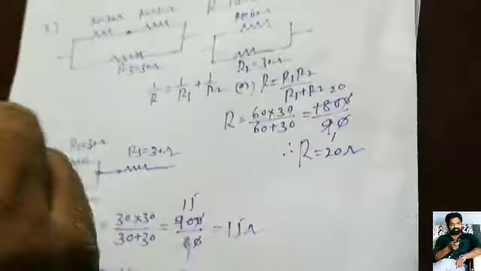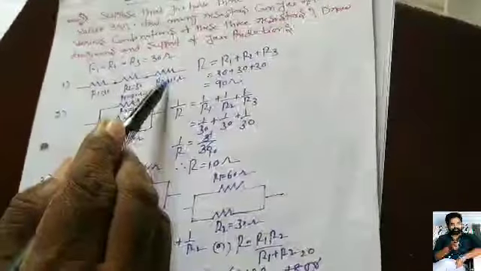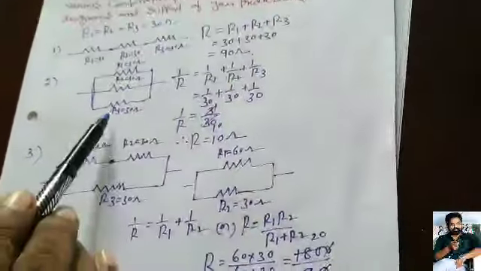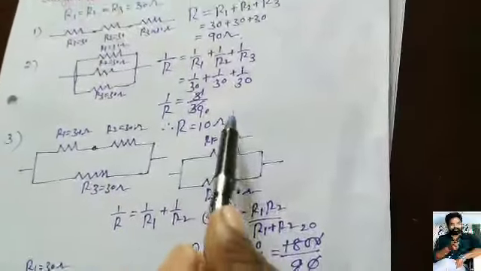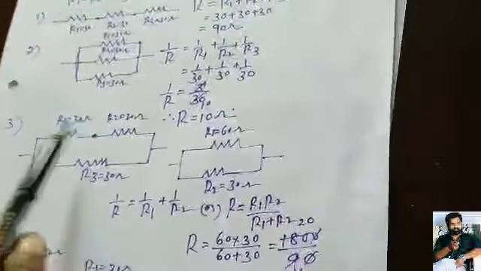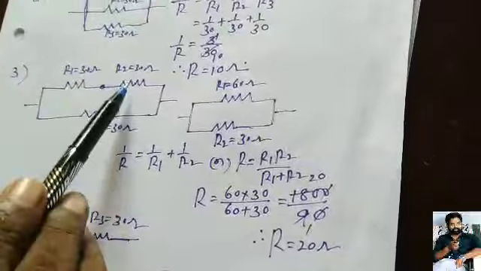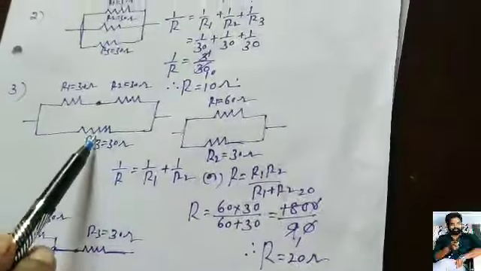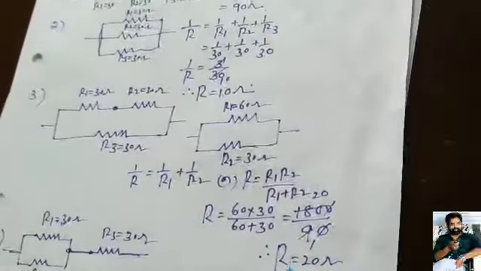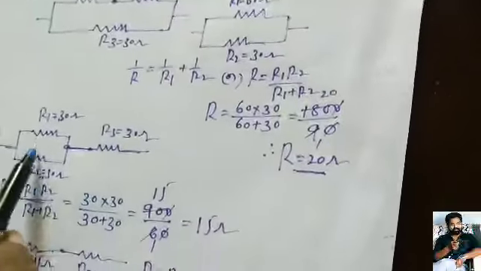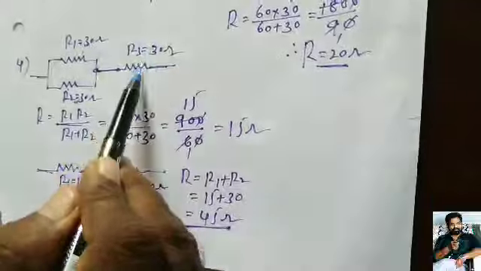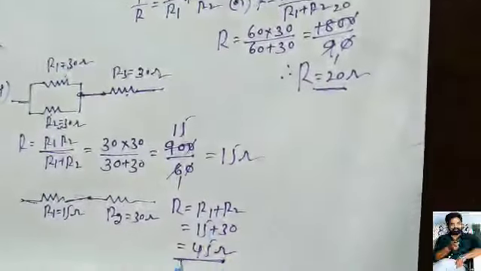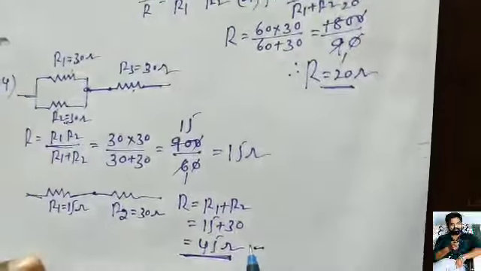Here three resistors are connected in series, we get 90 ohms. Three resistors connected parallel with each other, we get 10 ohms. Out of three, two are connected in series and the third resistor is connected parallel to them, we get 20 ohms. Out of three, two are parallel with each other and the third resistor is connected in series to them, then we get 45 ohms.